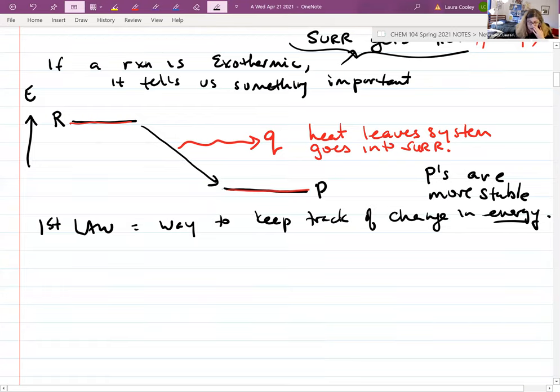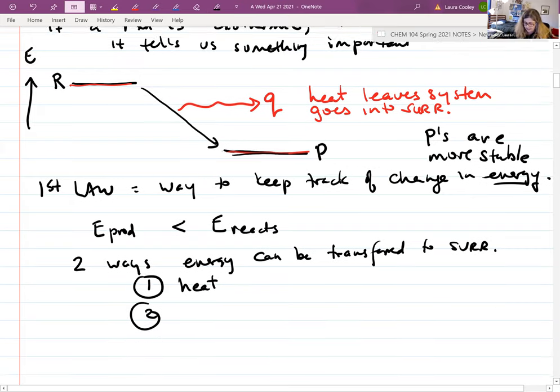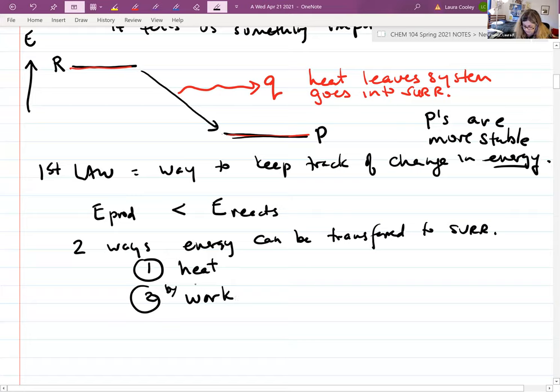Let's see. So since the energy of the products is less than the energy of the reactants, right? We see that in the diagram here. There are basically two ways that this energy can be transferred to the surroundings. And one is the one I wrote above, and that is by transferring heat. But there's another thing, and that is that work can be done. So for example, if you have an internal combustion engine and you have a reaction of basically gasoline, which is a bunch of different molecules, but let's call it hexane, that hexane combusts, produces carbon dioxide and water, releases a lot of heat. And some of that heat goes into moving the car, right?